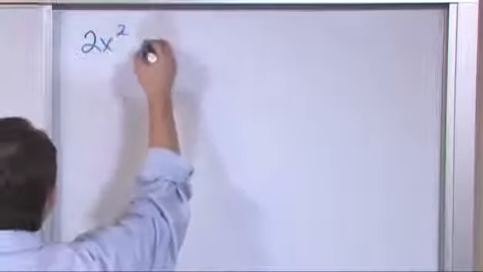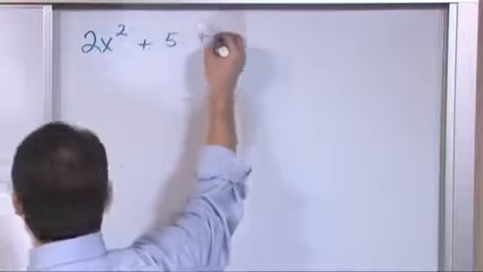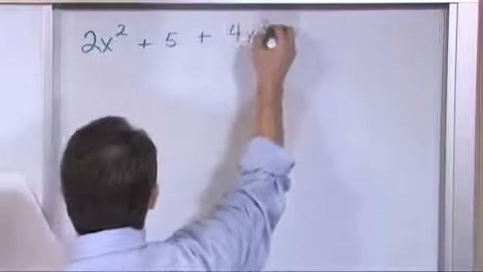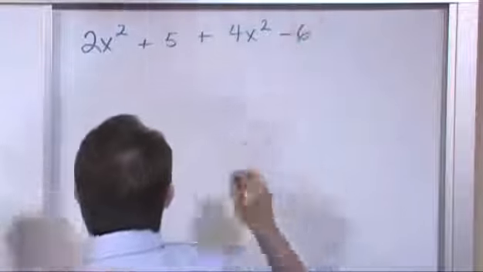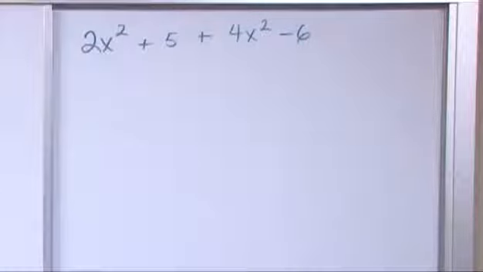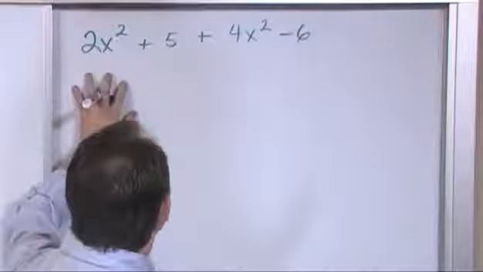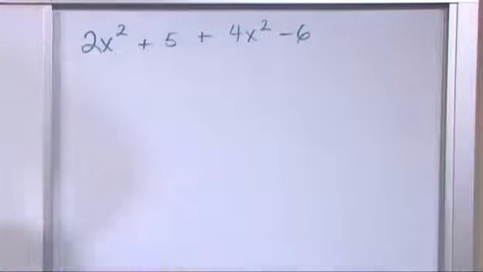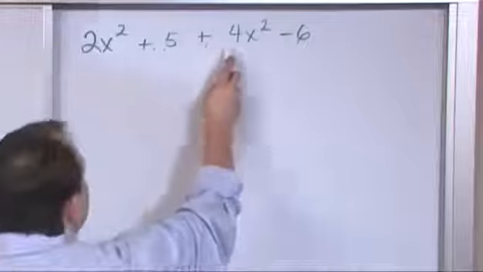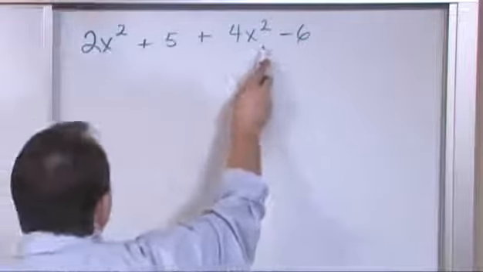2x squared plus 5 plus 4x squared minus 6. And we just do the same thing. Now notice, this is the first time we get into something that has squares in it, but we already talked about what like terms are. These guys are like terms only because we have x squared in both cases.